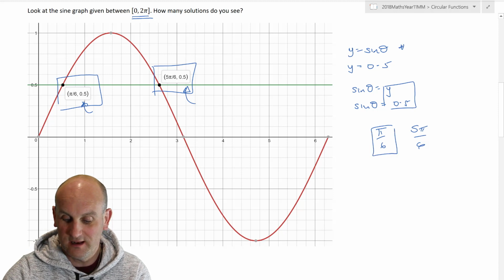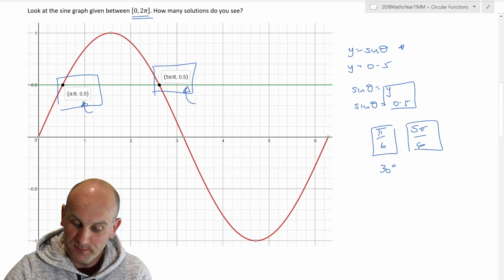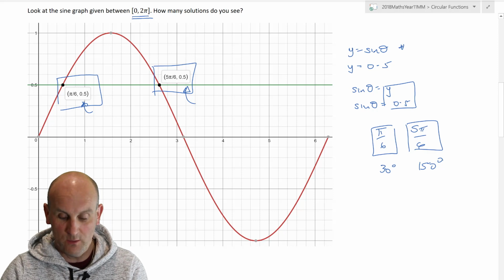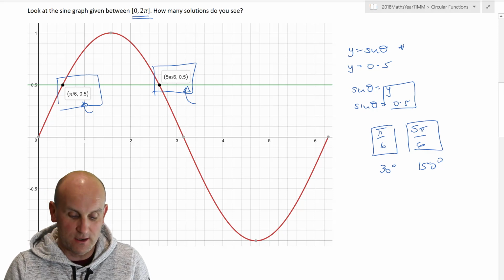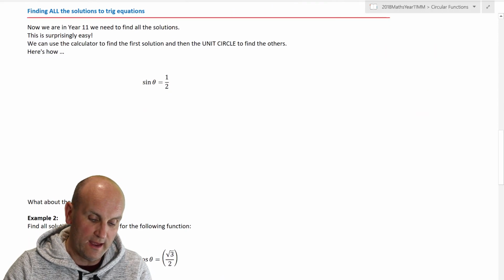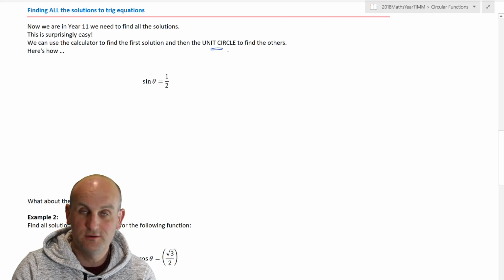Now the great news is that if I do pi on 6 in terms of degrees, that is 30 degrees, and 5 pi on 6, if you want to convert it, is 150 degrees. So actually there are two values, and we sort of know this because the graph tells me. Being able to do it with algebra, funny enough, is surprisingly easy because we just use the unit circle.